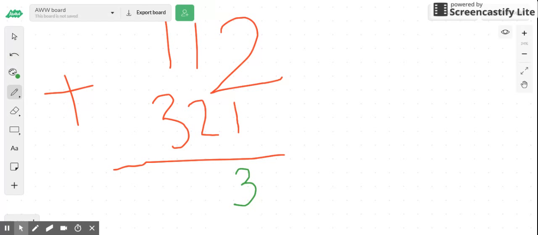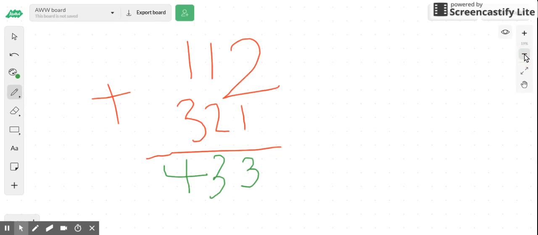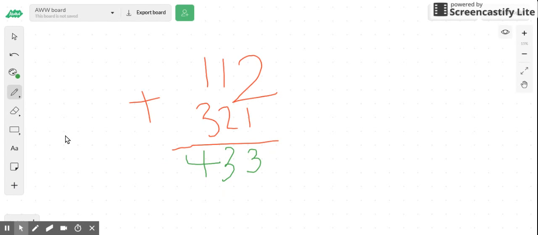Now you move on to your tens column. At your tens column, you add 1 plus 2, which is obviously 3. Once again, we don't have any number above 10, so we don't have to worry about it. Now, we go to the hundreds place. 1 plus 3 is 4, so you add your 4 here. So 433 is your answer.